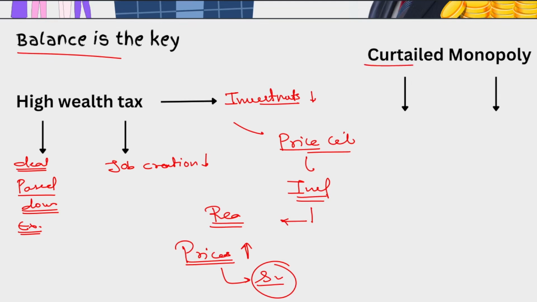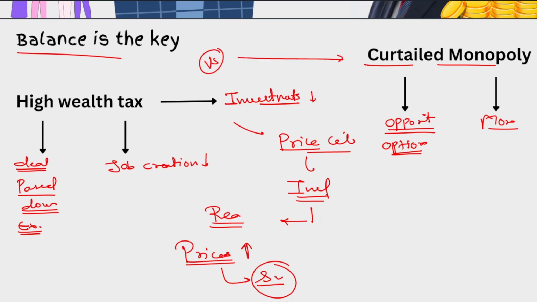And if there is a curtailed monopoly, what will happen? When there is a curtailed monopoly, it will be a little good. There will be more opportunities and options for people, and the competitiveness will be more. So there has to be a balance between creating a high wealth tax versus curtailing the monopoly. So how do we curtail the monopoly without reducing the overall wealth of the people? That is the way forward.